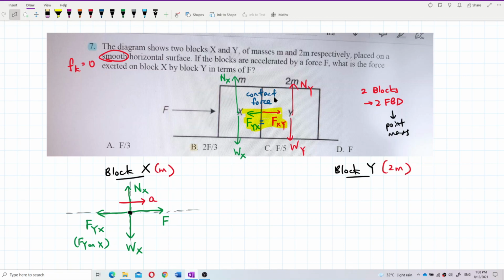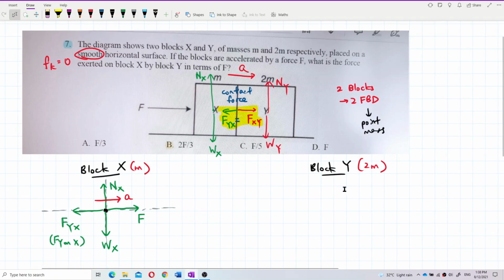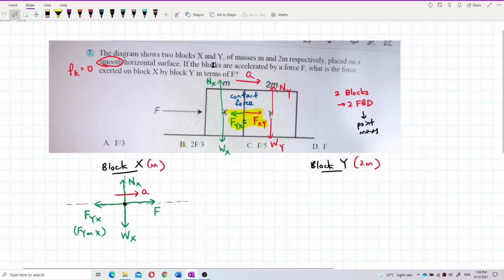Like that. Yeah, it will accelerate because there is no friction, so surely it accelerates. No force is going in the opposite direction. Okay, and then how about block y? Let's draw out block y also.